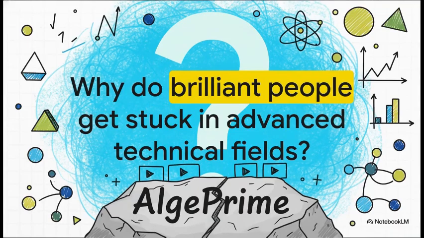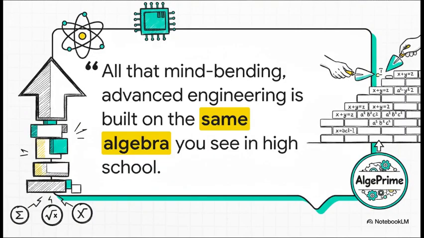So why is that? Why does someone who can grasp these incredible, complex theories in electronics or advanced mechanics suddenly hit a wall? What is this invisible barrier that just stops so many talented people right in their tracks? Well, this quote from a veteran engineer just hits the nail on the head. All of that incredibly advanced, mind-bending stuff, it's all built on the algebra you learned in high school.